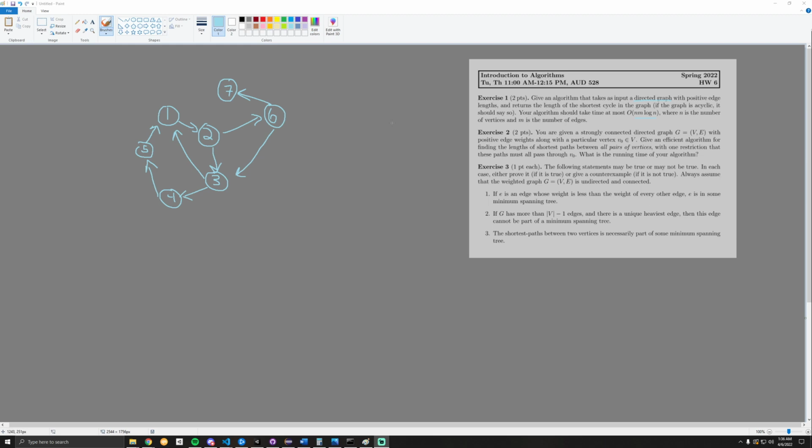For this homework, it looks like we're taking a look now at directed graphs. The first problem asks us to give an algorithm that takes as input a directed graph with positive edge lengths and returns the length of the shortest cycle in the graph. If the graph is acyclic, so if it doesn't have any cycles, we need to say so and obviously return that there's no shortest cycle. Your algorithm should take at most O of nm log n, where n is the number of vertices and m is the number of edges.